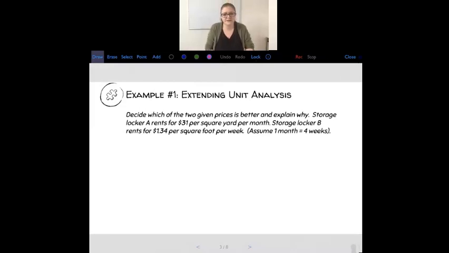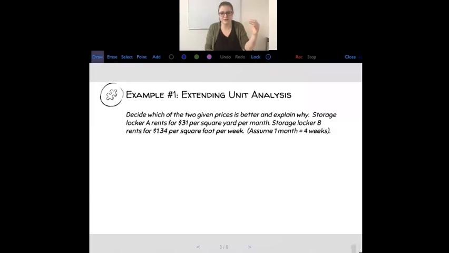So in terms of understanding the problem, we've got one option, storage locker A, where our units are in square yards and we're dealing in months, and then storage locker B, which has units of square feet and we're dealing in weeks. So in order to compare these two options, the units need to talk to each other. Right now, the $1.34 looks great, but unfortunately, it doesn't mean anything in comparison to something that's in terms of square yards per month. So you can go either way.